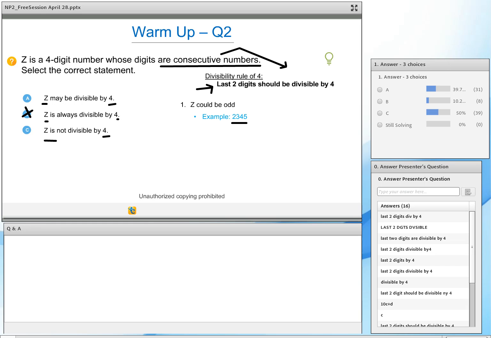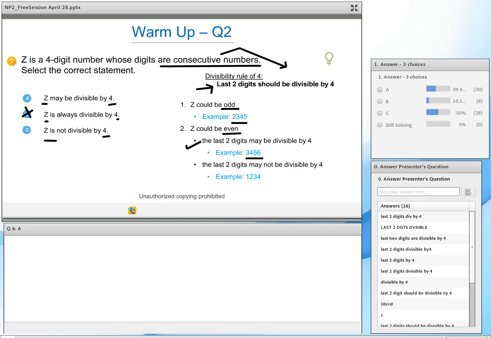So the 8 of you who selected choice B did not consider the case that z could be an odd number. Now I move further, and likewise, z could be even. That's another case that's possible. In this even case, there are numbers in the even universe in which the last two digits are divisible by 4 and the last two digits are not divisible by 4. So I take up those examples. The last two digits may be divisible by 4 and may not be divisible by 4.